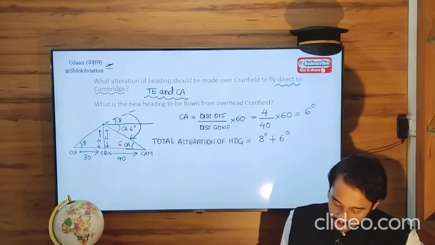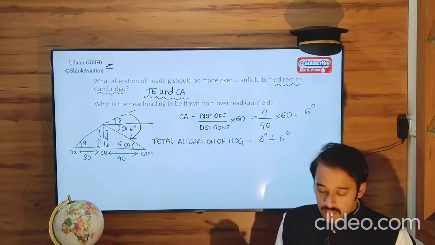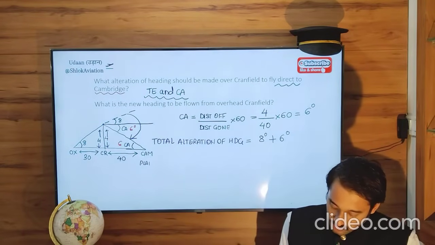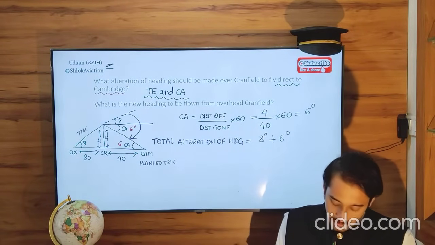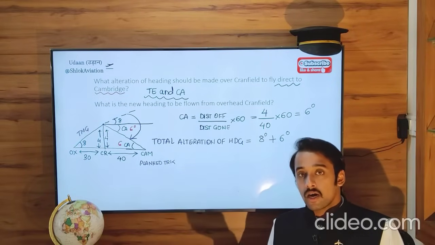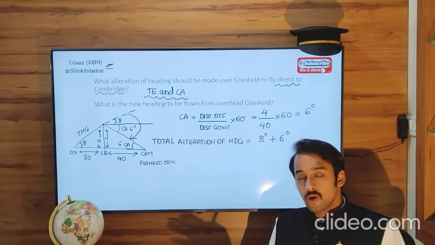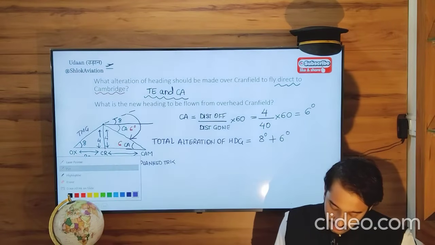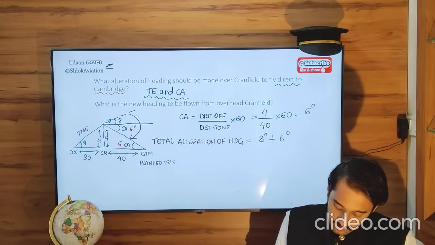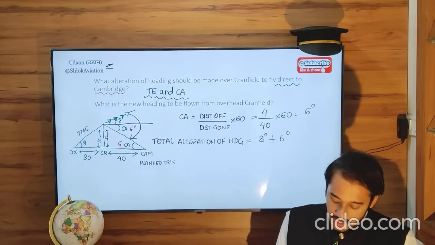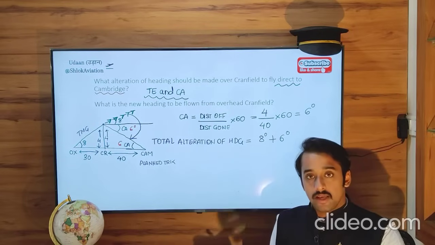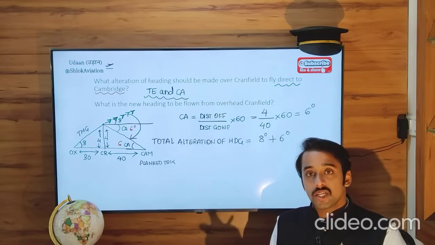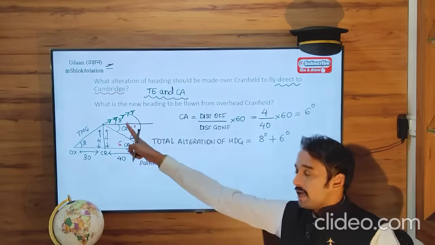Oxford to Cambridge is your planned track. When you are 4 nautical miles off track, that becomes your track made good. If you don't apply any correction or closing angle, your aeroplane will continue flying along this track made good. To arrest that forward motion is your first priority, and therefore you will first apply a correction to your heading, which will be your track error.